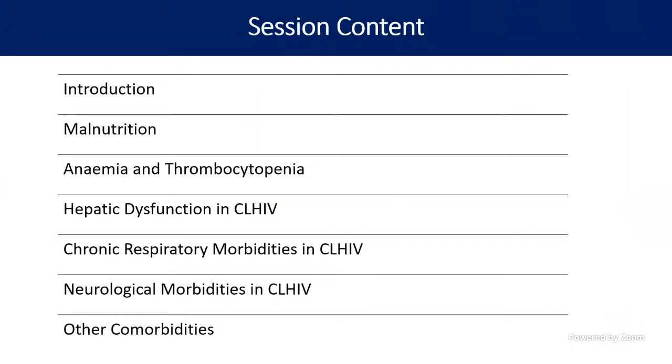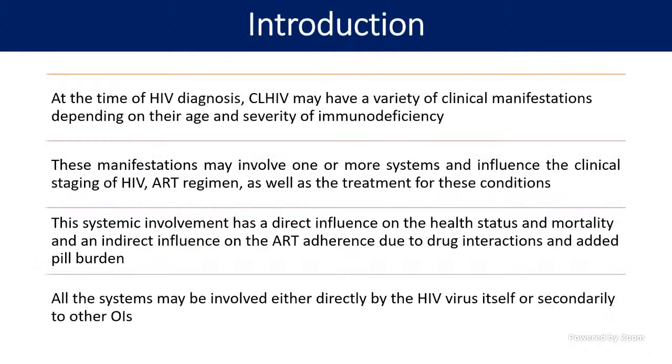So here, whenever children present to us with HIV, they will have a lot of comorbidities and symptoms of many systems at a time. They may not be just asymptomatic, come like that and we diagnose HIV. So they will have clinical manifestations, and this all depends upon the age and the severity of the immunodeficiency. At the time when they are presenting, they may have one or more systems involved. So we have to clinically stage the disease, and then as well we have to start the ART therapy.